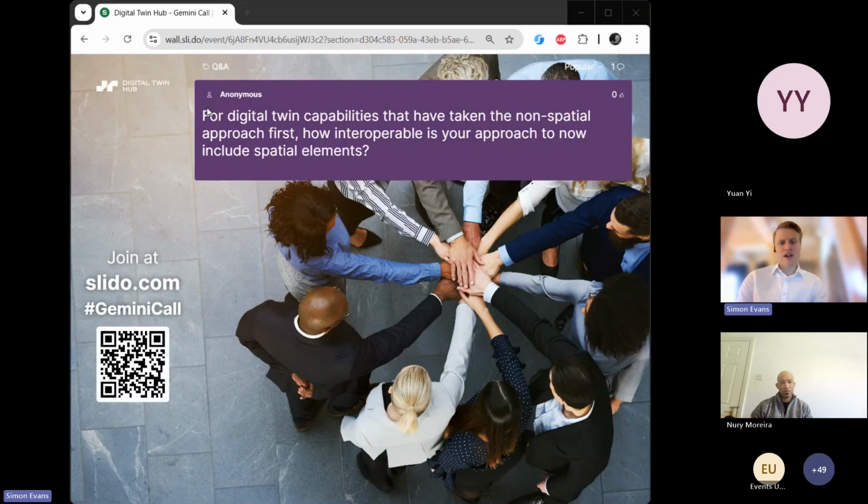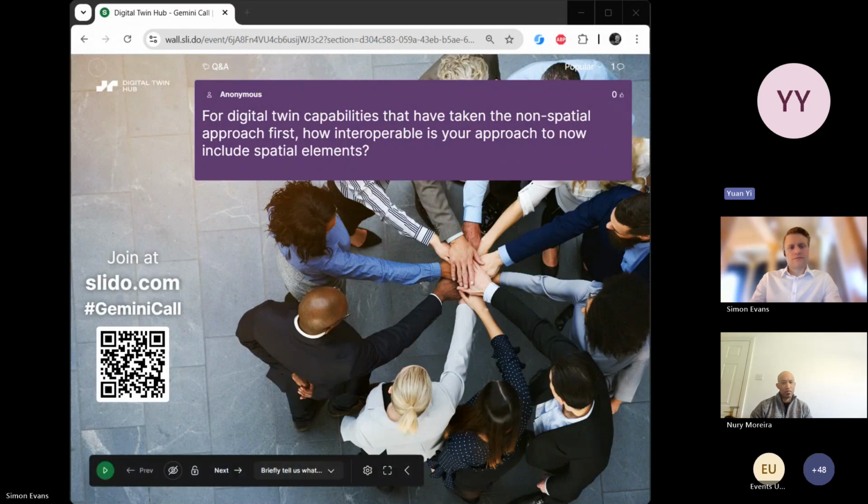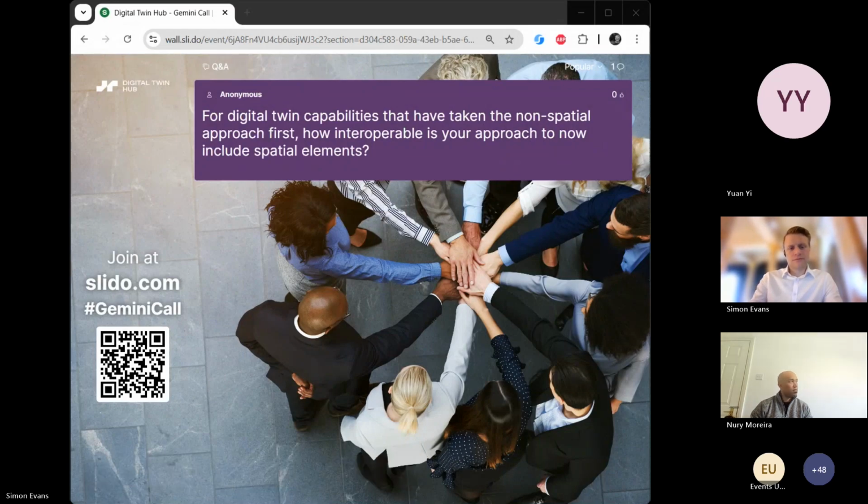Last question here is, for digital capabilities, they've taken the non-spatial approach first. How interoperable is your approach to now include spatial elements? Great question. I think conventionally there are a lot of solutions out there which may not really be spatial digital twins, but they would still be considered as twinning, because when it comes to data, that is indeed still a replica of the target physical assets.